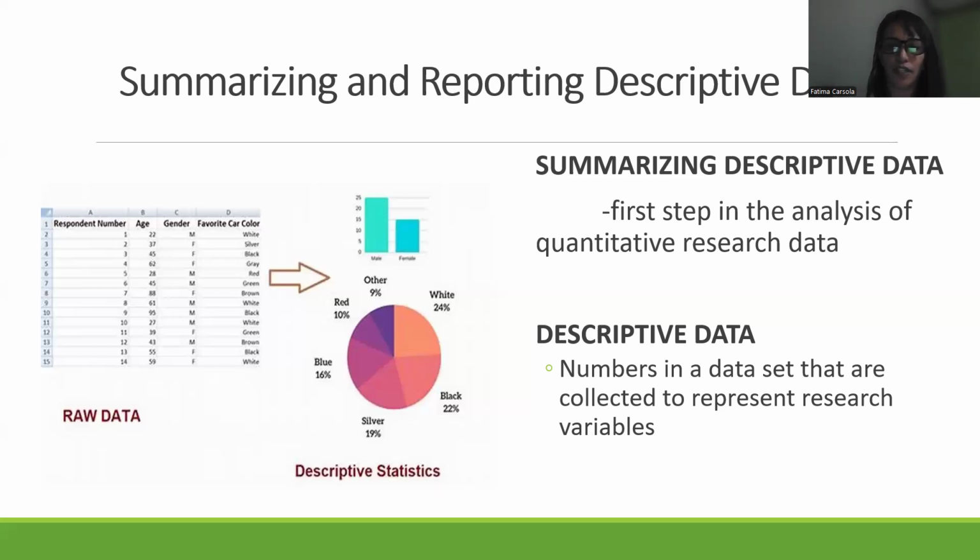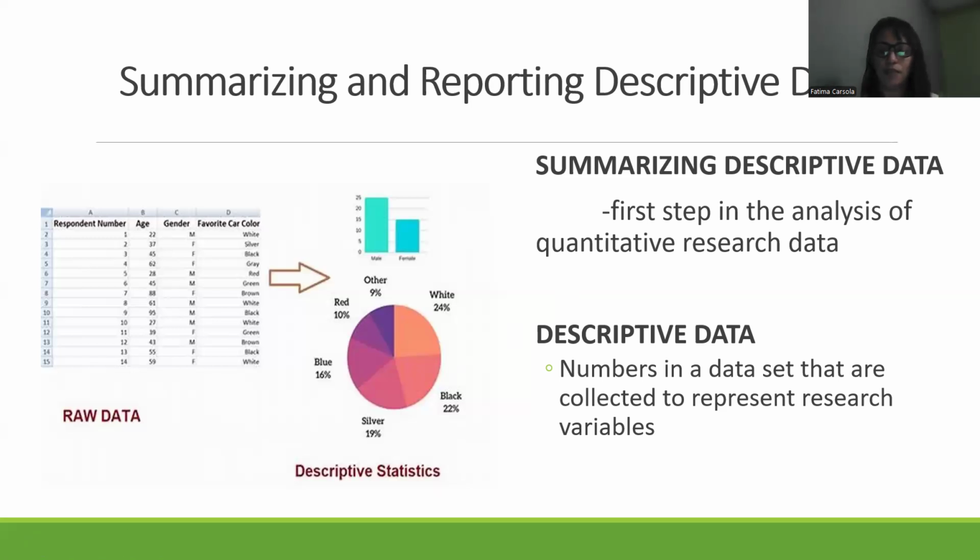Okay, so meron tayong tinatawag dito na descriptive data, and we also have what we call your way of summarizing descriptive data. So how could you summarize a descriptive data?